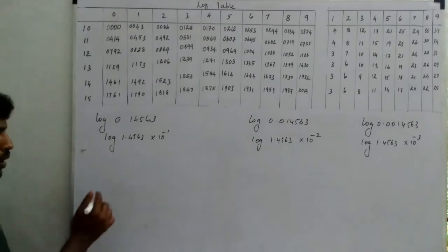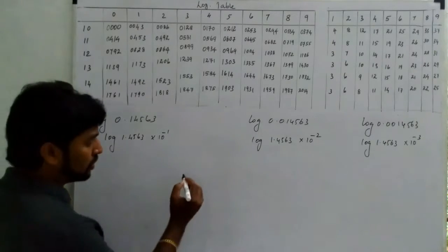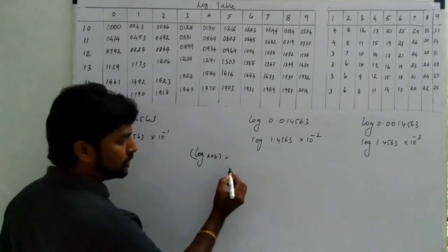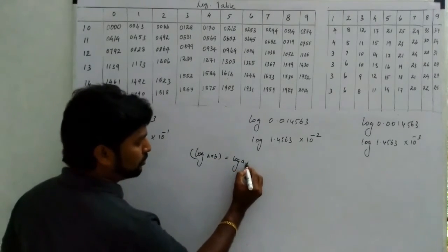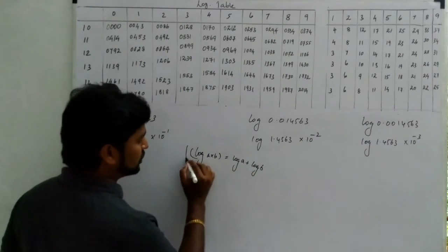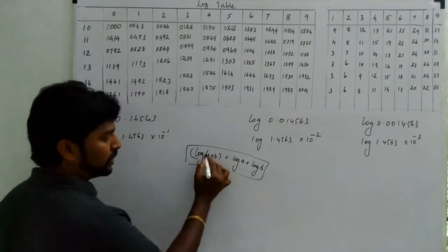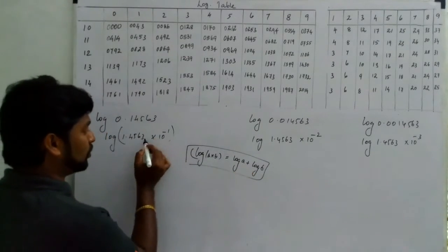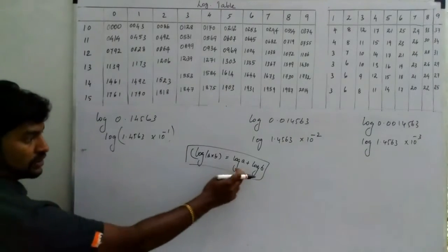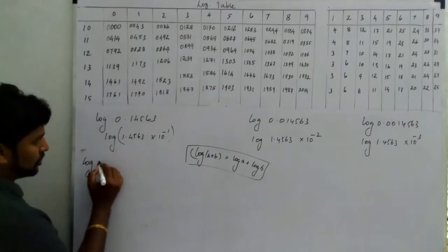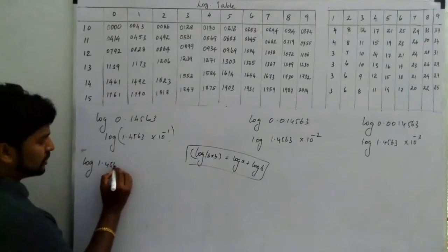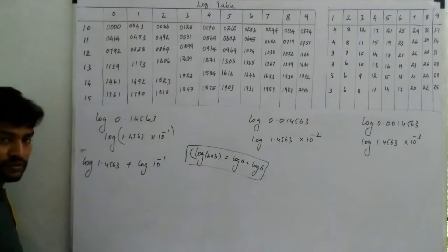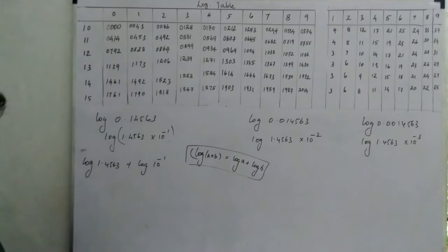Now we have to take the log according to the log rule: log of A into B is equal to log A plus log B. That is the formula. Here also it is in the form of multiplication, so we convert it into this form: log 1.4563 plus log 10 power minus 1. We have converted according to the log rules.